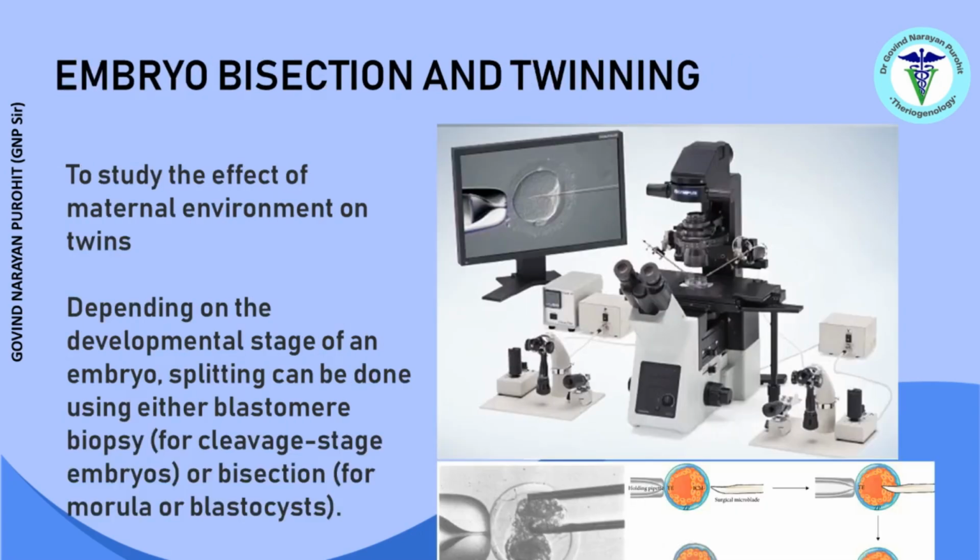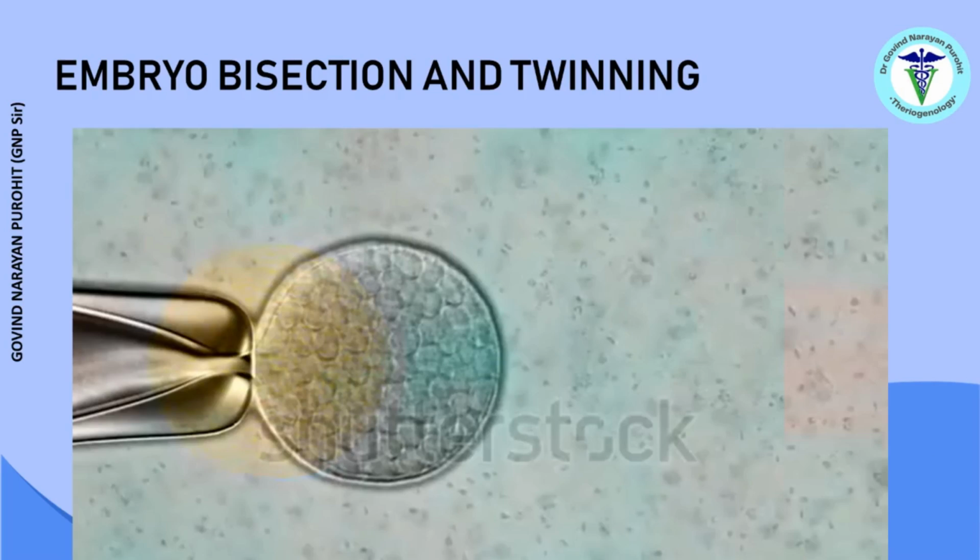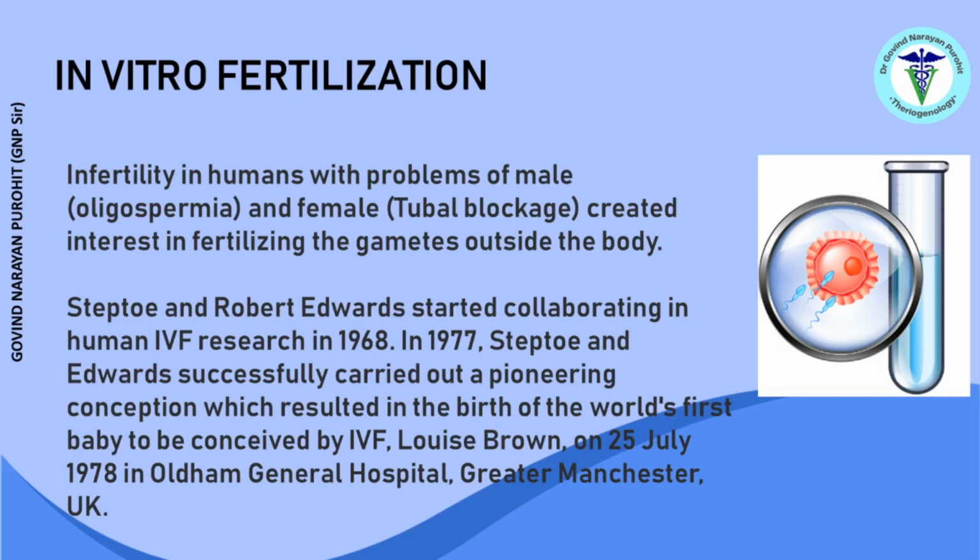Embryo bisection and twinning study the effects of the maternal environment on twins, using techniques like blastomere biopsy. Embryo bisection involves splitting an embryo at various developmental stages to study and enhance reproductive outcomes. In vitro fertilization has revolutionized the treatment of infertility, with the first successful birth from IVF occurring in 1978.